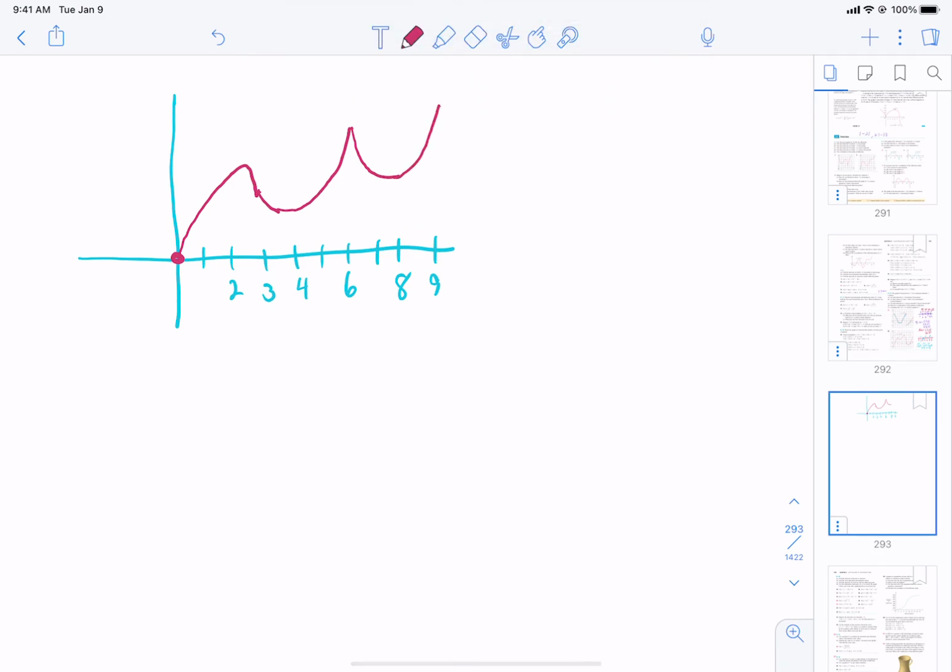And at 9, we don't know if it keeps going or whatever. So our graph would look something like that, and that would match all the stuff we just found from that problem. Okay?